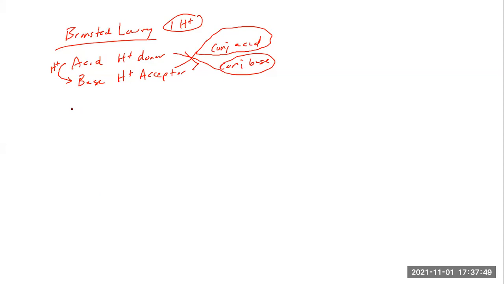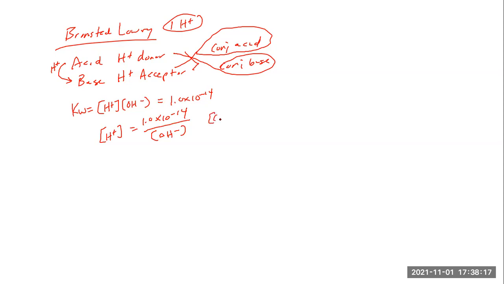We talked about Kw as well, which is the equilibrium constant for water: H plus times OH minus equals 1 times 10 to the minus 14. Remember, we could use this to solve for either one. It's the same calculation regardless: 1 times 10 to the minus 14 divided by OH minus gives the H plus, and 1 times 10 to the minus 14 divided by the H plus concentration gives the OH minus.